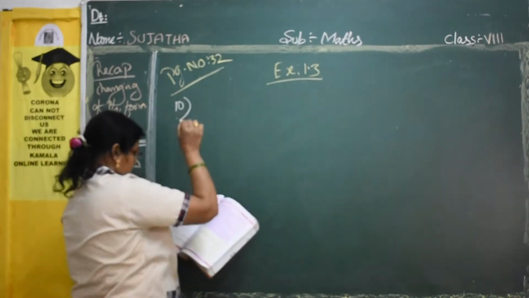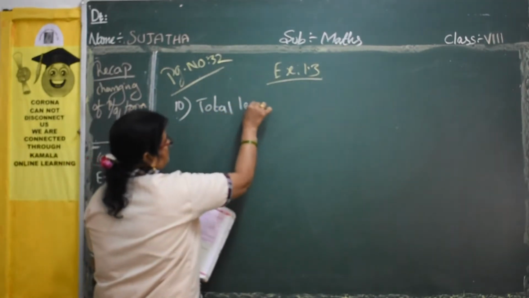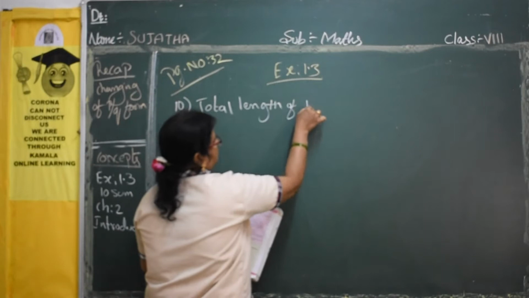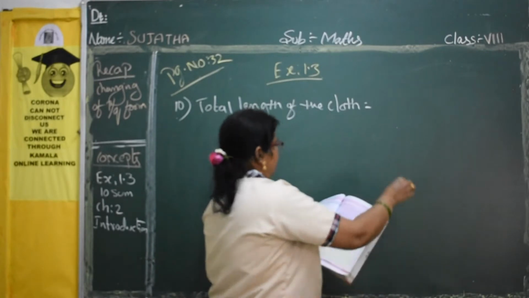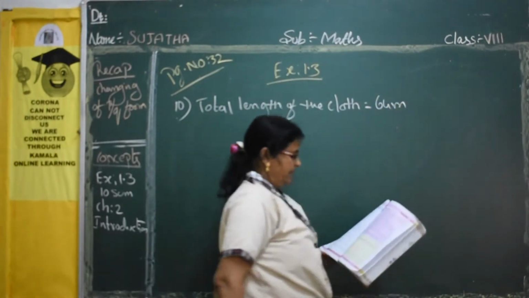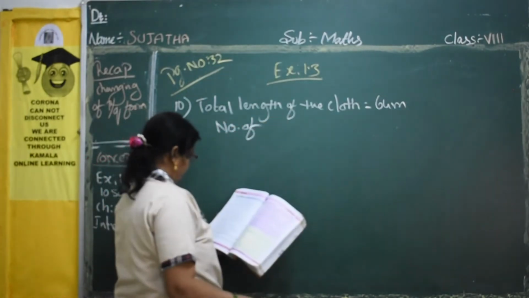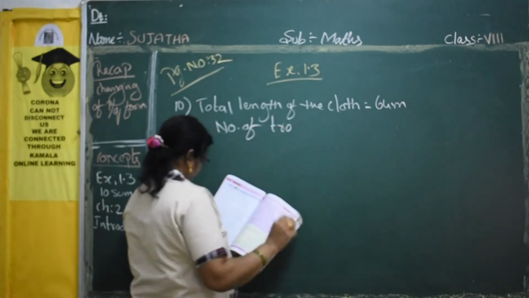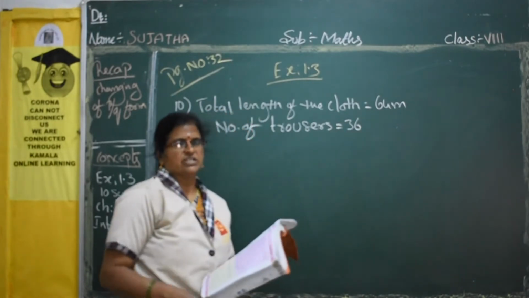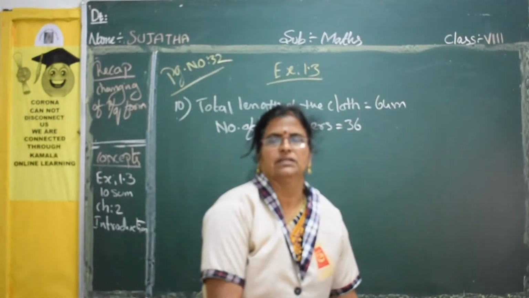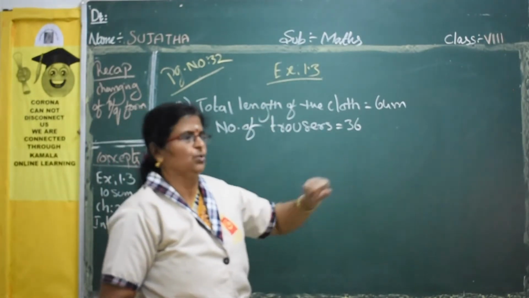10th one. Total length of the cloth: how much is given? 64 meters. Then number of trousers. Number of trousers means shirts or anything to wear, no? So that is 36 are stitched. So for stitching one trouser, how much cloth will be required? That we have to find.